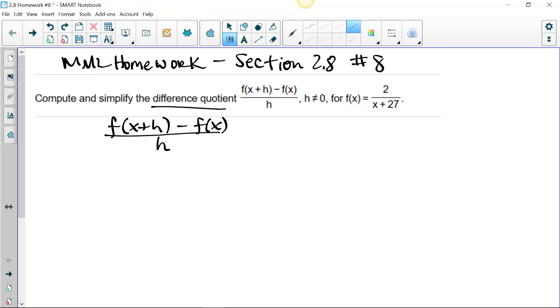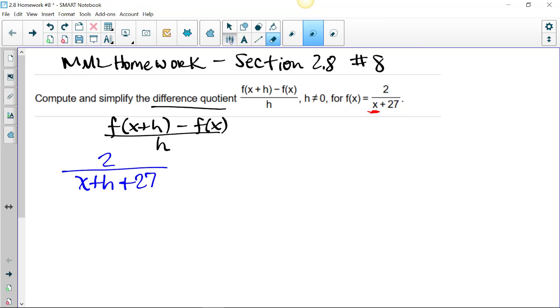Typically, it's the simplifying that is the worst part. So we take our function, in place of x, we put x plus h. So here's one thing that I want to say. Do not put parentheses around the x plus h, because then it's not as easy to see, and I don't need them. The 27 is being added. So do not put parentheses around there. Just leave it like that. Or you can put parentheses around the whole denominator when we talk about common denominator. Okay, so that's number 1.